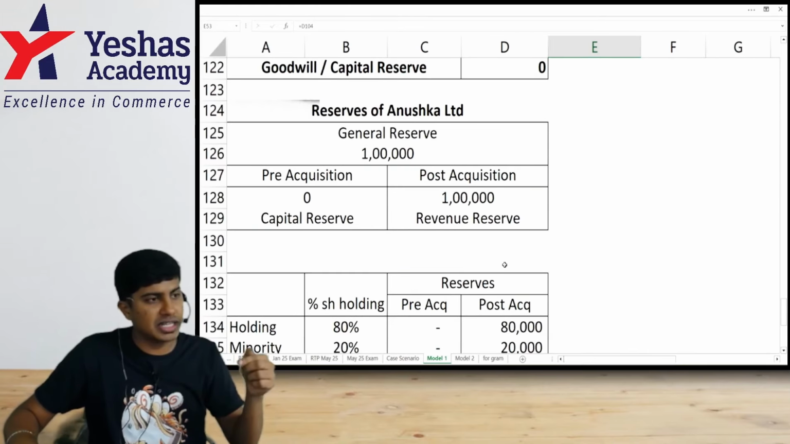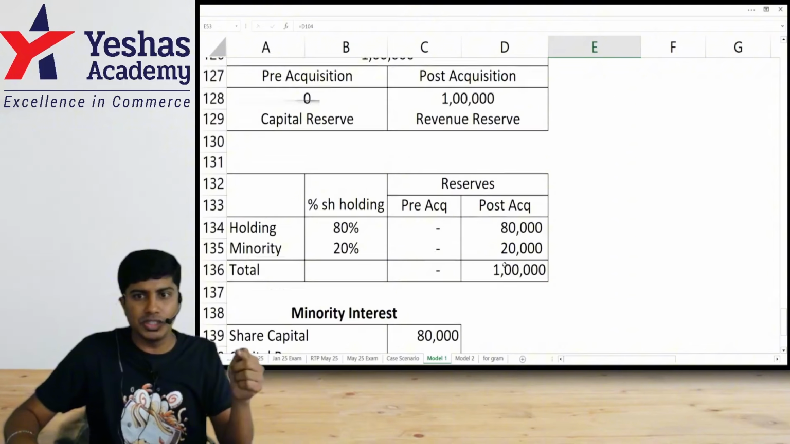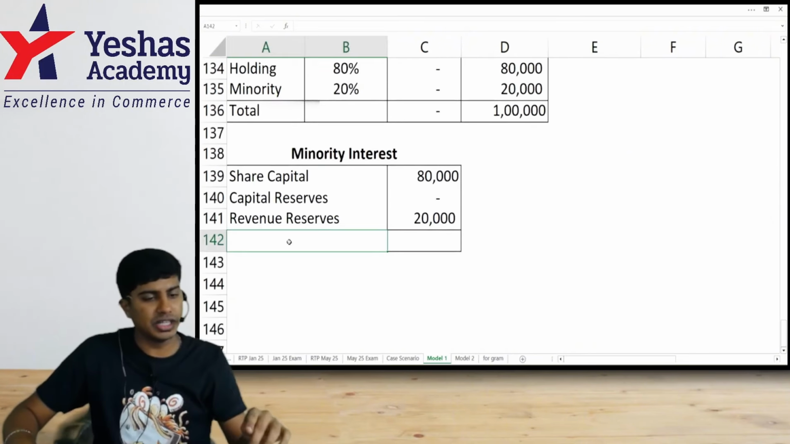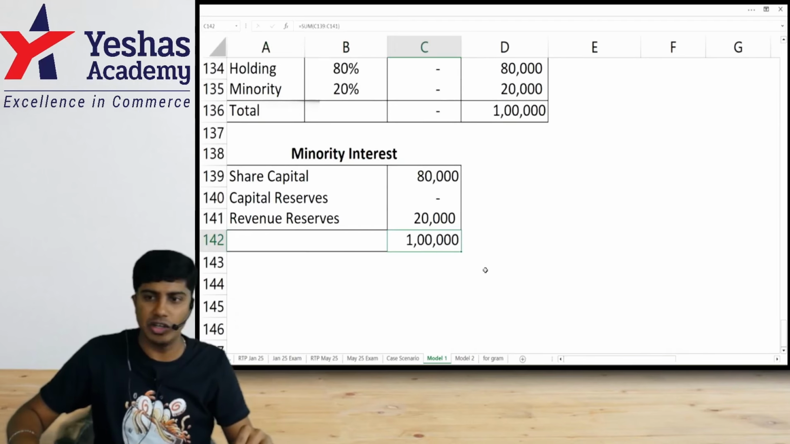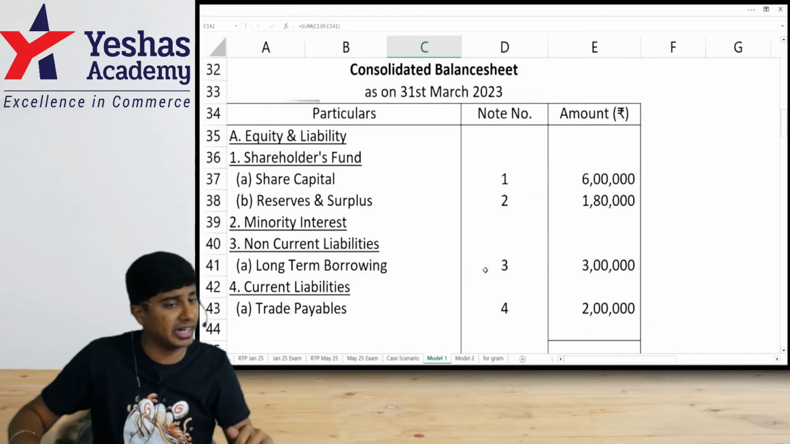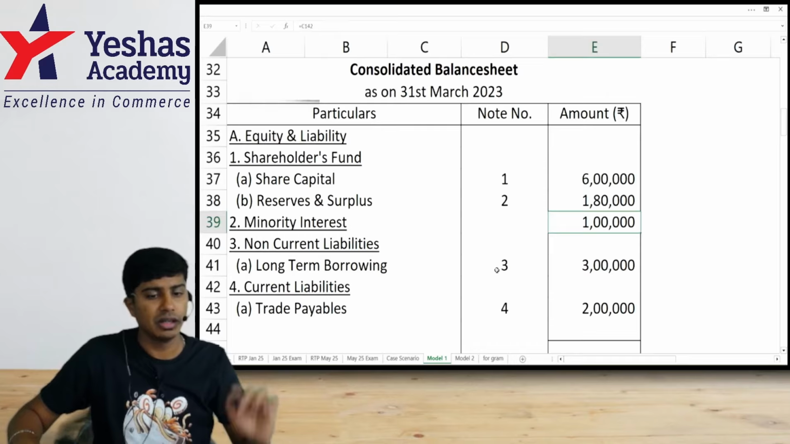Then we moved to general reserve. We analyzed the reserves, apportioned it to minority and holding, and we found minority interest. 80,000 capital, 20,000 reserve. Can I say minority interest 1 lakh? This will go to balance sheet. It should be written as a separate line item after shareholders fund before long term borrowing. How much is it? 1 lakh.